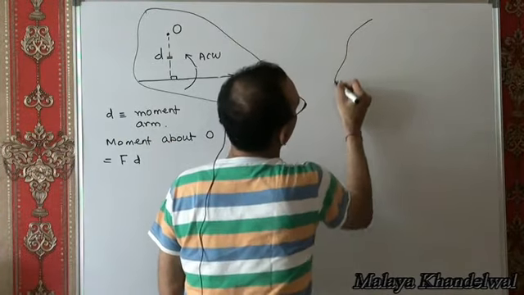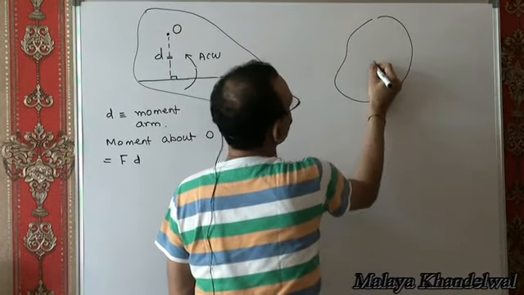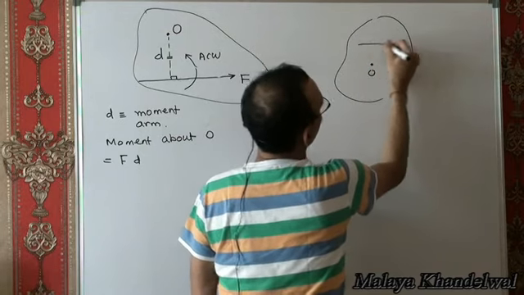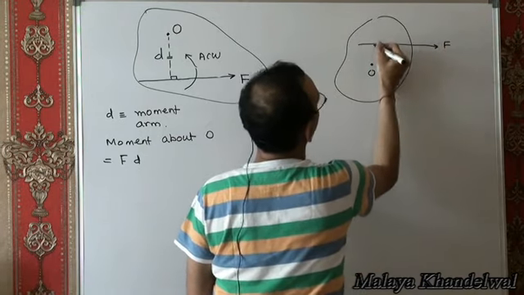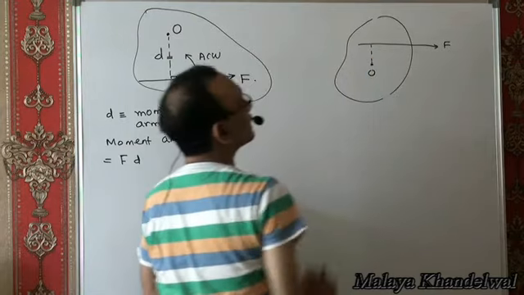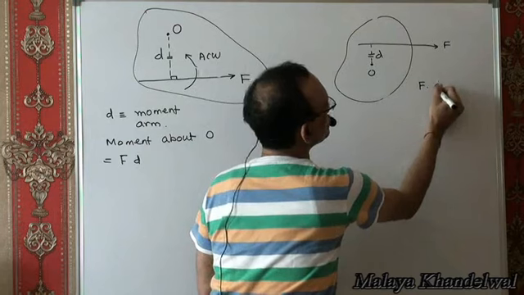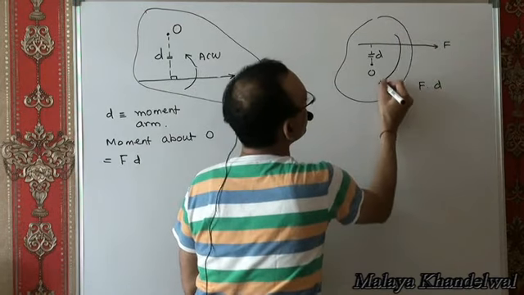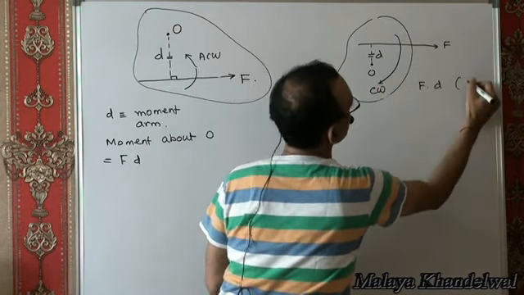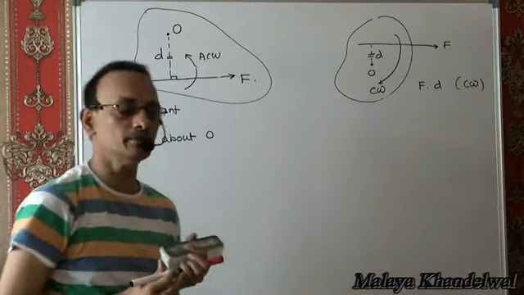Right? And then suppose I had a force, the rigid body was hinged about O, and this was F. In this case, if this was D, the moment of the force is going to be F into D, but this time it's going to be clockwise. Clockwise turning effect, right?